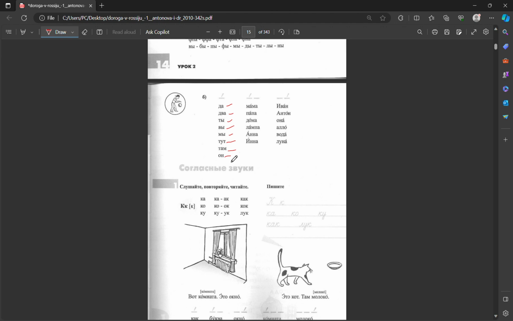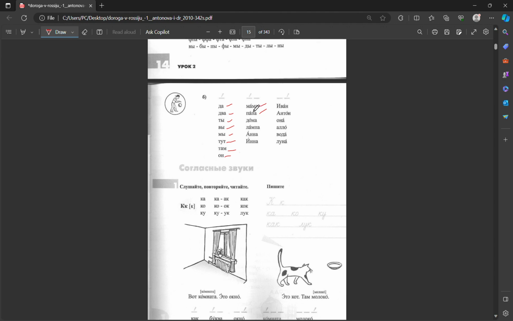What do these words mean? Мы means we, the pronoun we. Тут means here. Это тут means it is here. Там means there. Это там, it is there. Он means he, the pronoun he. Mama means mom. Papa means dad.